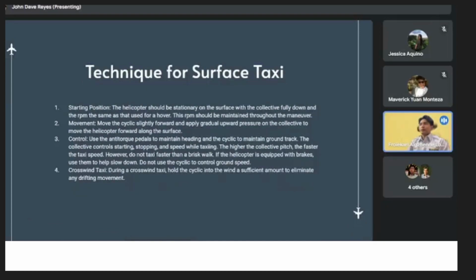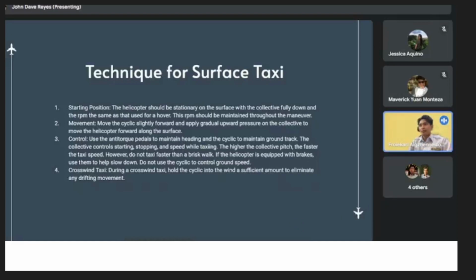So for the technique for surface taxi, first, the helicopter should be stationary on the surface with the collective fully down and the RPM the same as that used for a hover. This RPM should be maintained throughout the maneuver.